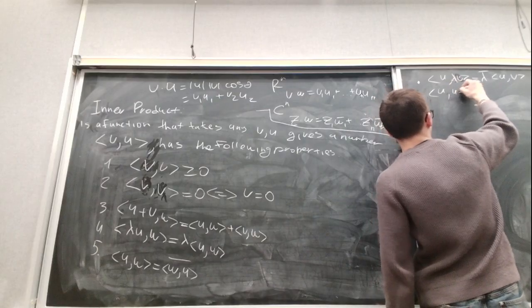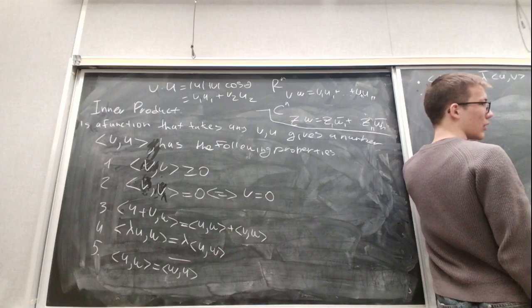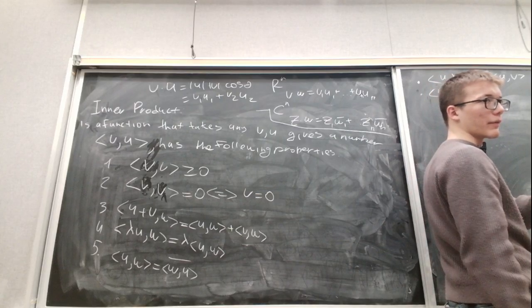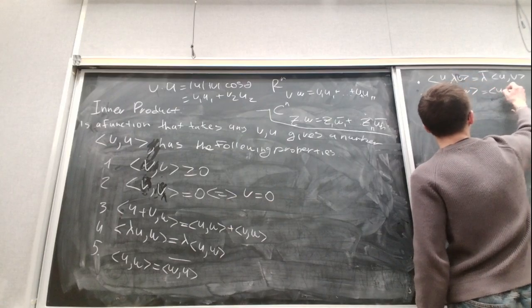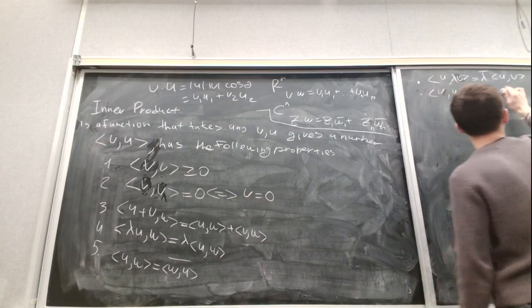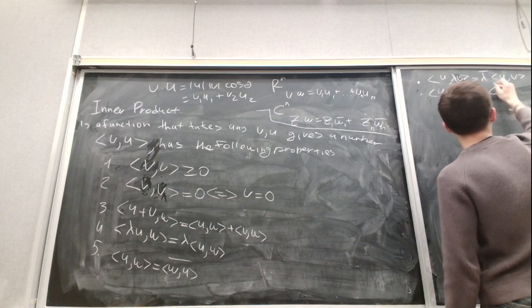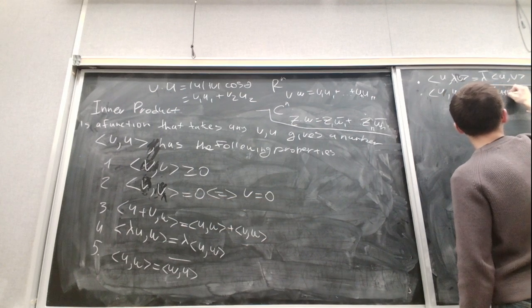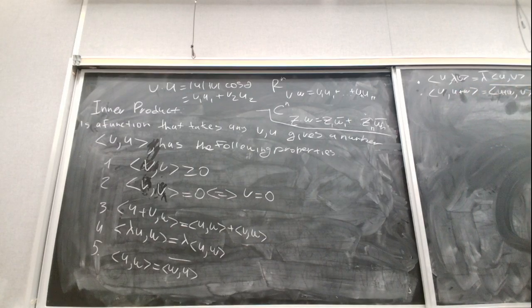Do we need to prove the linearity for the second entry? I mean, how would you prove it? Do you have any ideas? Yeah, so you just write the proof. Well, that's just a statement. I want you to prove it. Yeah, so use property 5 to reverse it.